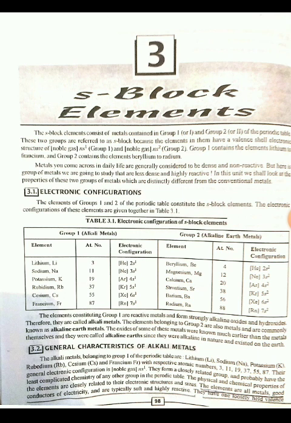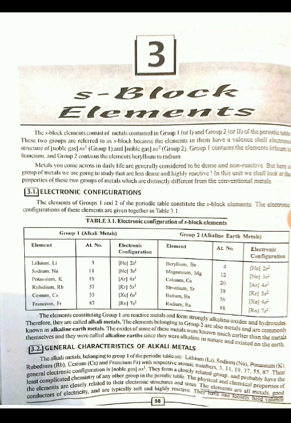The elements of Group 1 and Group 2 of the periodic table constitute the S block elements. The electronic configurations of these elements are given together in Table 3.1. Table 3.1: Electronic configurations of S block elements. Group 1, alkali metals. Element lithium, atomic number 3, electronic configuration helium 2s1. Sodium, atomic number 11, electronic configuration neon 3s1.